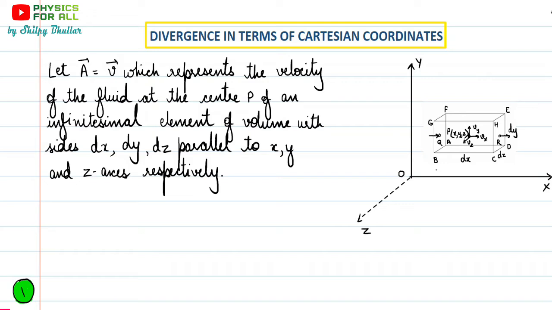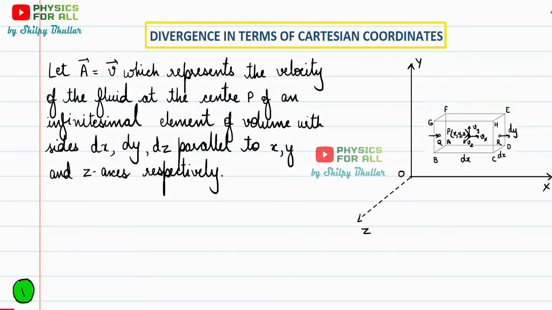Here we have considered a small element of volume in the form of a cuboid. You can see the cuboid here, and it has its sides. This is dx, which is the side BC, dy, side DE, and dz is the side CD. They are all parallel to the x, y and z axes. Obviously dx, dy, dz represent a very small change in the x, y and z components respectively, because we have considered a really small volume element.